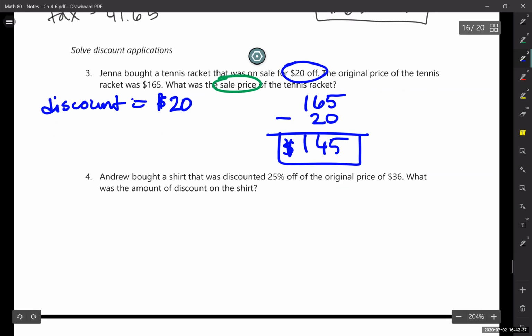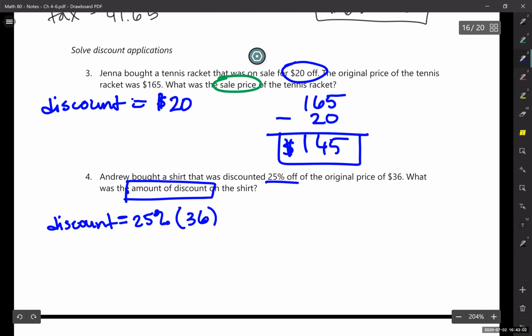Here, now we have a percent off. So now we are able to figure out the discount and to actually calculate it. This problem says just to find the amount of the discount. It doesn't say to find the total sales price. So the discount, we have to work a little harder here. The discount is 25% of, or times, $36.